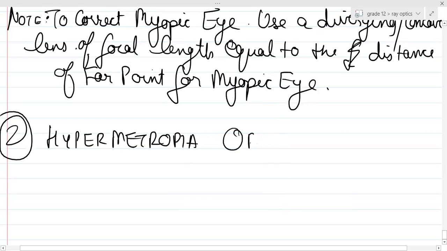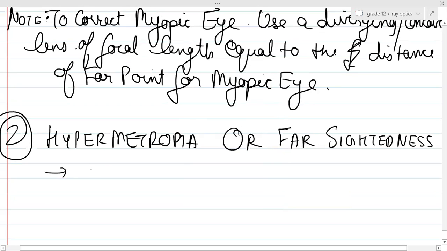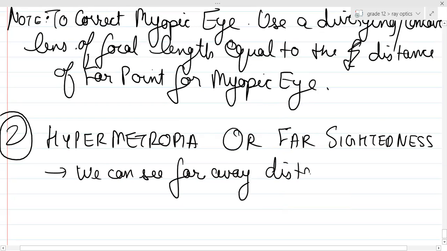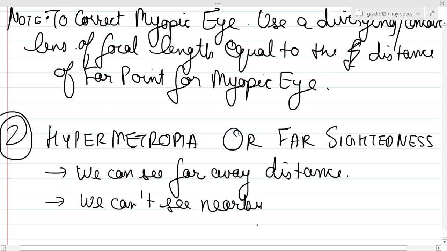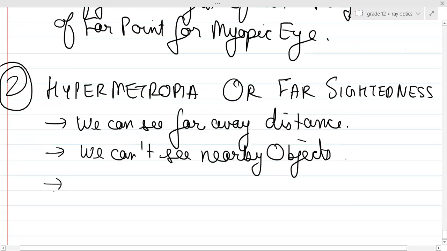Hypermetropia, or long-sightedness, or you can say far-sightedness, right? So basically, in the case of hypermetropia, the name is long, and you can see till far away distances. We can see far away distances, but we can't see nearby objects. Or the nearby objects appear to be blurred. Why does it appear to be blurred?